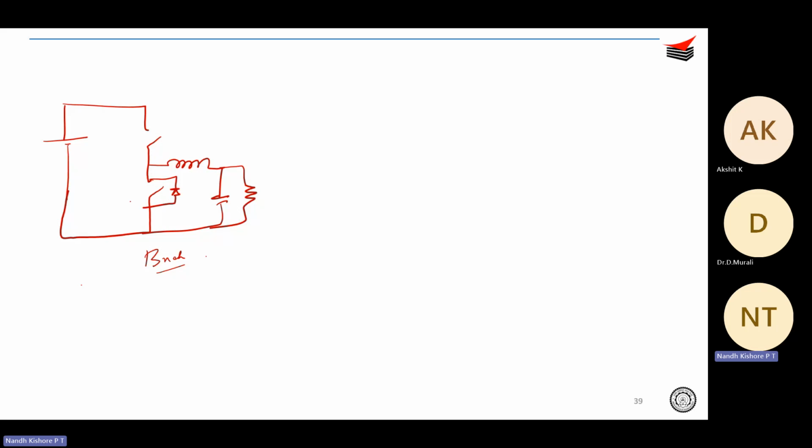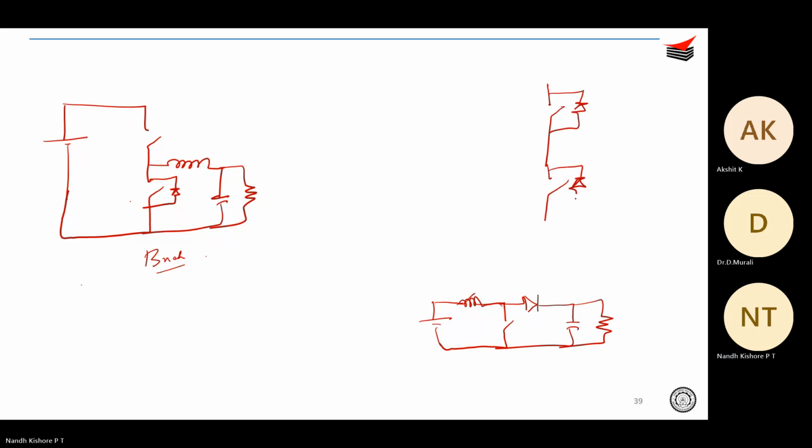And for the boost converter, I was just mentioning that you have something like this. Again, draw the same half bridge, and this is your inductor.